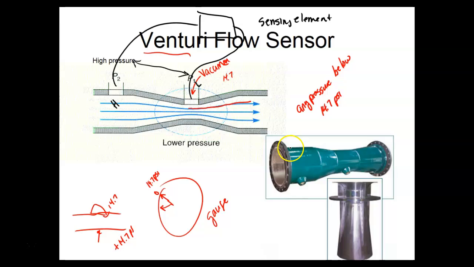So this is a Venturi. You can see this big old pipe, and then it drops down, goes to the Venturi, and then comes back up. Here's the actual Venturi right here, and we would mount it with a flange right there.